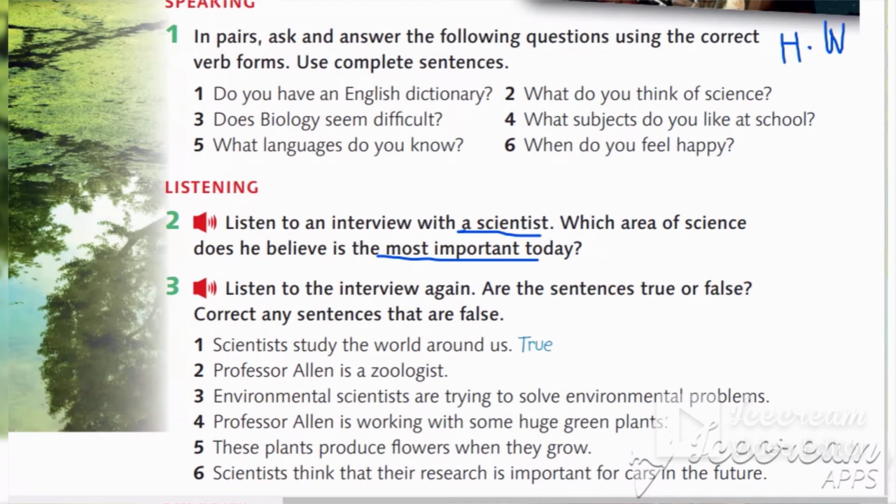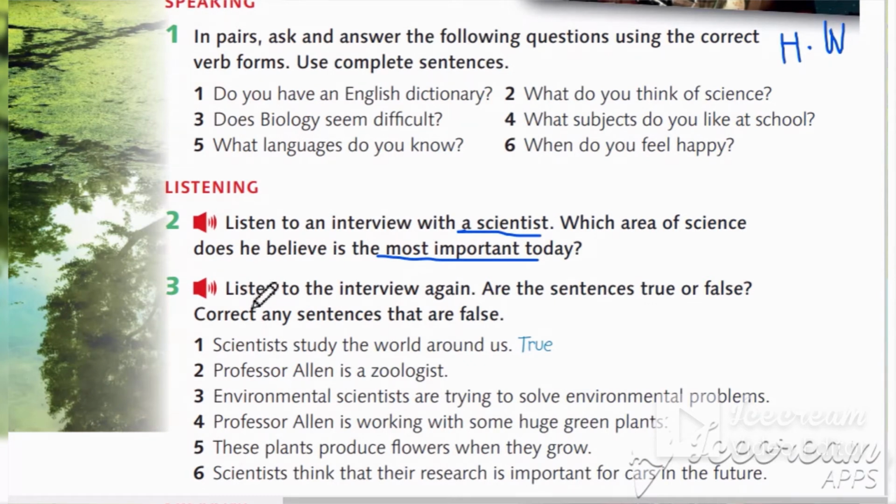Now we have listened to the audio with Professor Allen. Now, what do you think he's talking about? Pause the video and play the audio again and find the answers. So, what is the most important science today? He thinks that it is environmental science, which is the science of the environment, and how to protect the environment around us. Now, exercise. Professor Allen told us that the most important science for today is what? Environmental science. Okay? The most important science for today is environmental science.